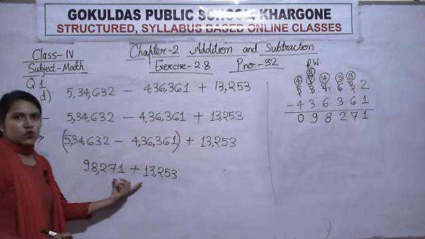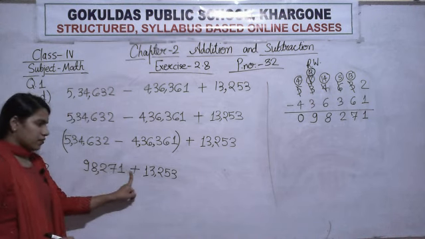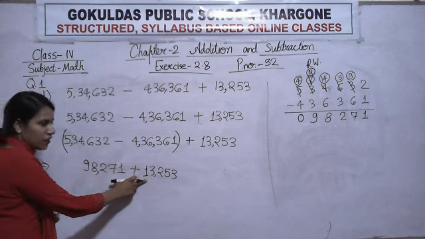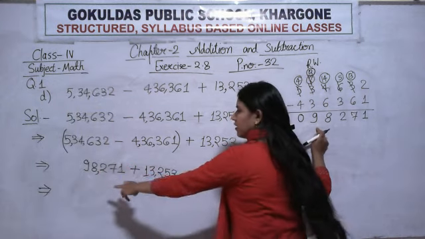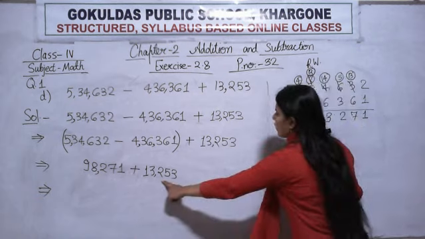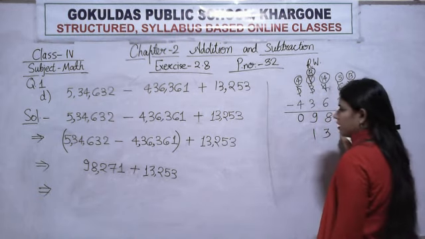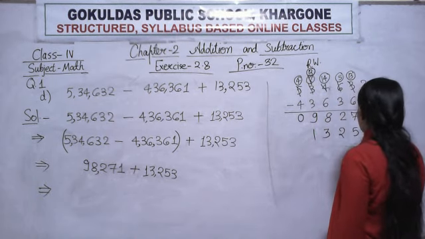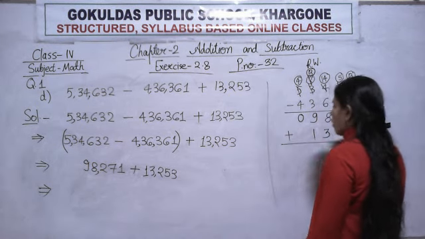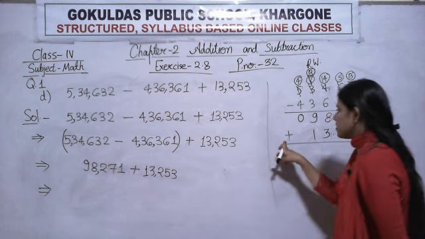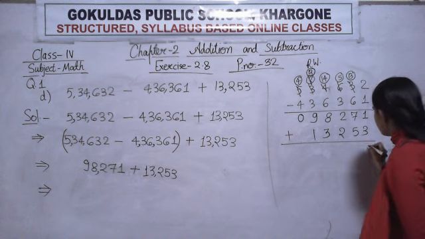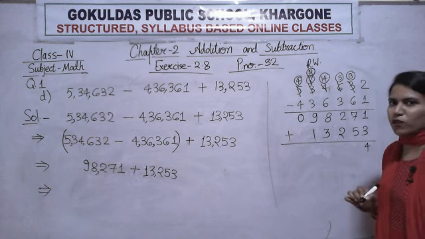Now observe this step. Two numbers are there, and which operation? Addition operation is there. So you have to add both the numbers. This number is already written here, 98,271. Okay. Now arrange this column wise. 13,253, and you observe that addition is there, so put the plus symbol. Now start adding. 1 plus 3 is 4. So write 4 in the ones column.